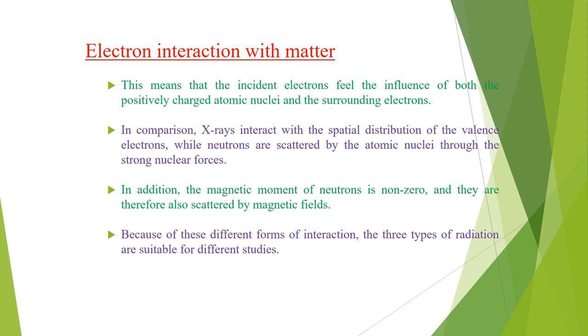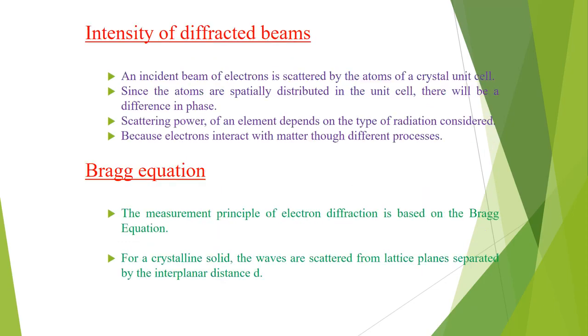In addition to this, the magnetic moment of the neutron is non-zero, and they are therefore also scattered by magnetic fields. Because of these different forms of interaction, the three types of radiations are suitable for different studies.